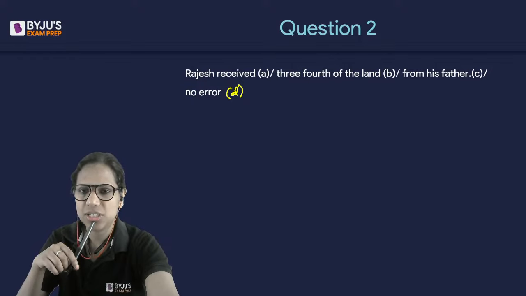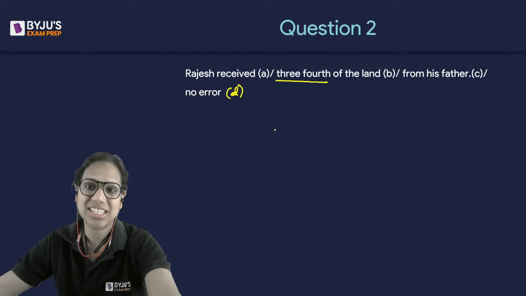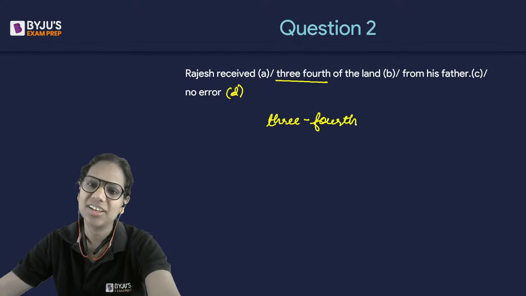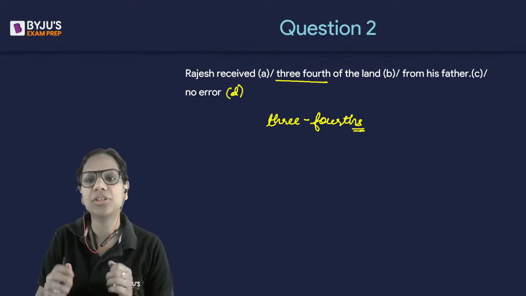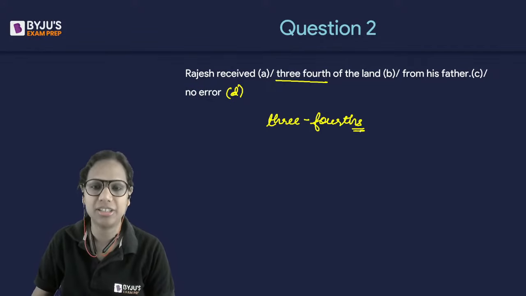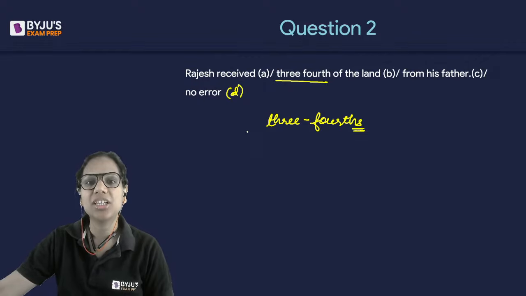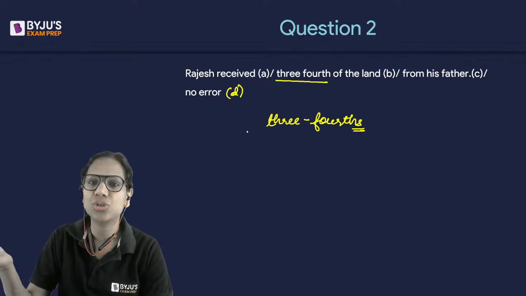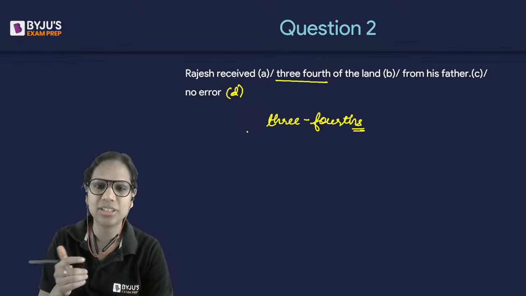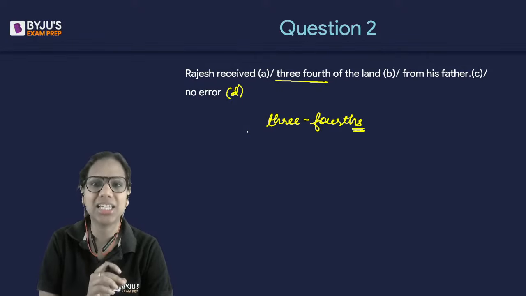Rajesh received 3/4. This is a very common error. Okay, 3/4. I have talked to you about this in earlier sessions also. In case you attended some of my earlier grammar sessions, you would know this. Usually, in mathematics, students don't pay attention to this aspect of fractions. So we write 2/3, 3/4, but that is incorrect.